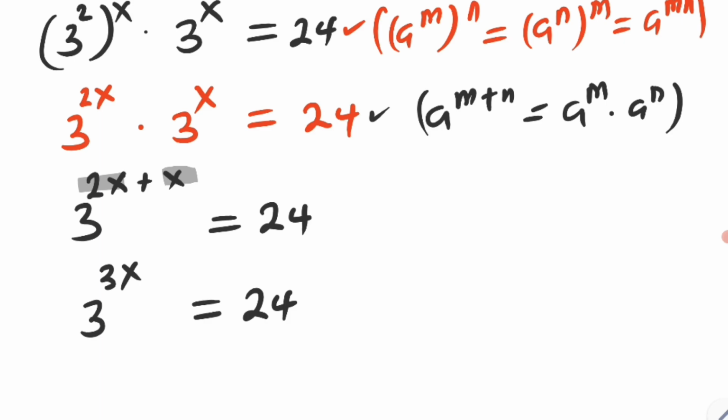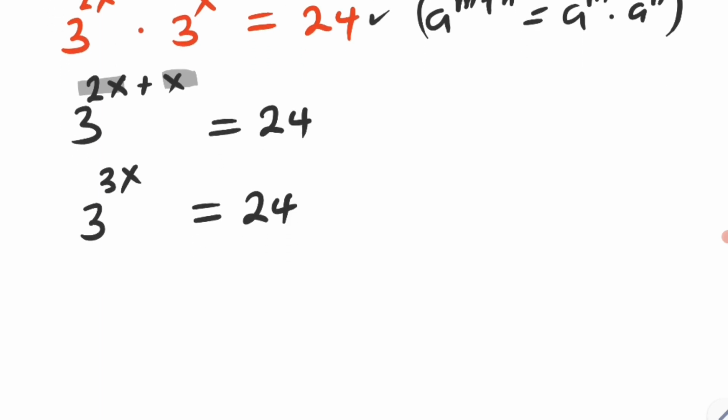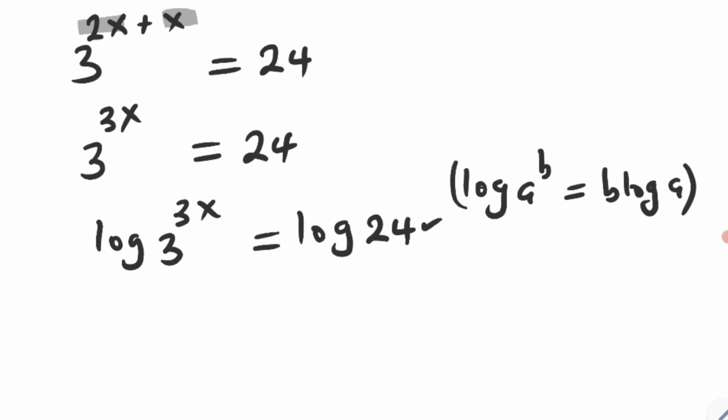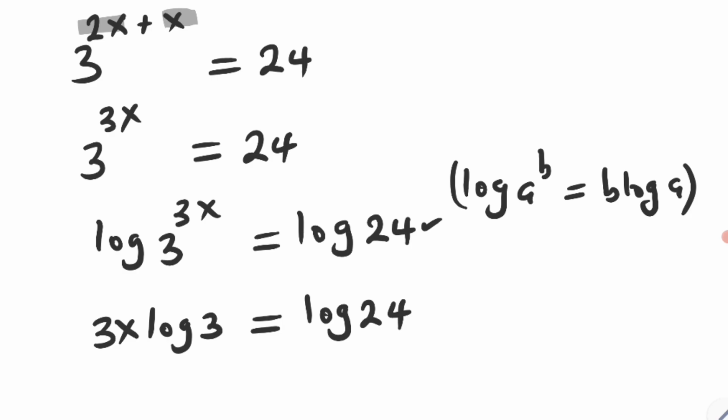Now let us take the log on both sides of this equation. We have log 3 raised to power 3s is equal to log 24. Then take note of this, that if you have log a to the power of b, this is equal to b log a. Then this can be written as 3s log 3 is equal to log 24.